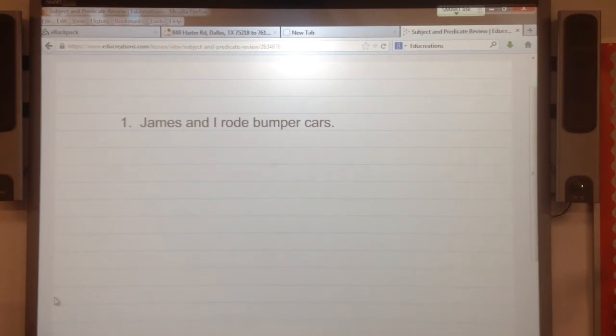Now, James and I rode bumper cars is our sentence. Pause the video, copy down the sentence, and do your best to find the subject and the predicate.